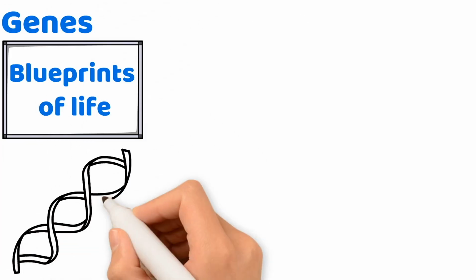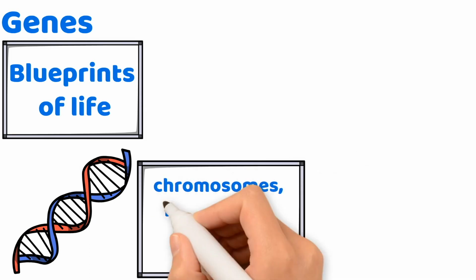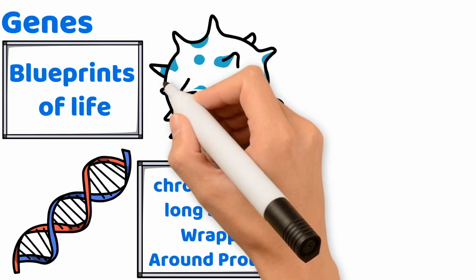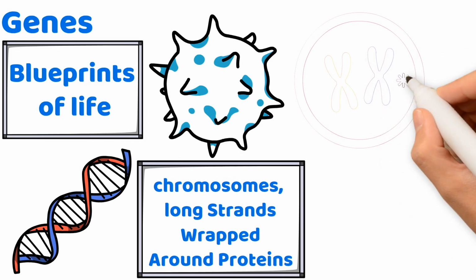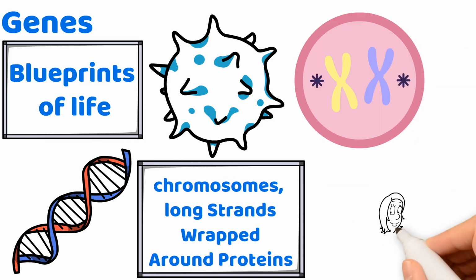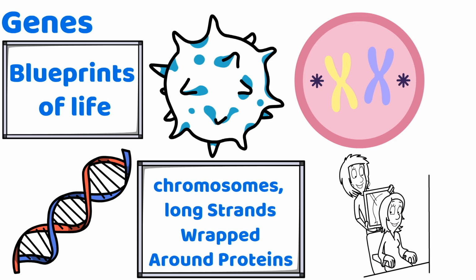These segments of DNA reside on chromosomes, long strands wrapped around proteins, and are found in the nucleus of every cell. Each gene holds instructions for making proteins that determine everything from your hair color to your height.